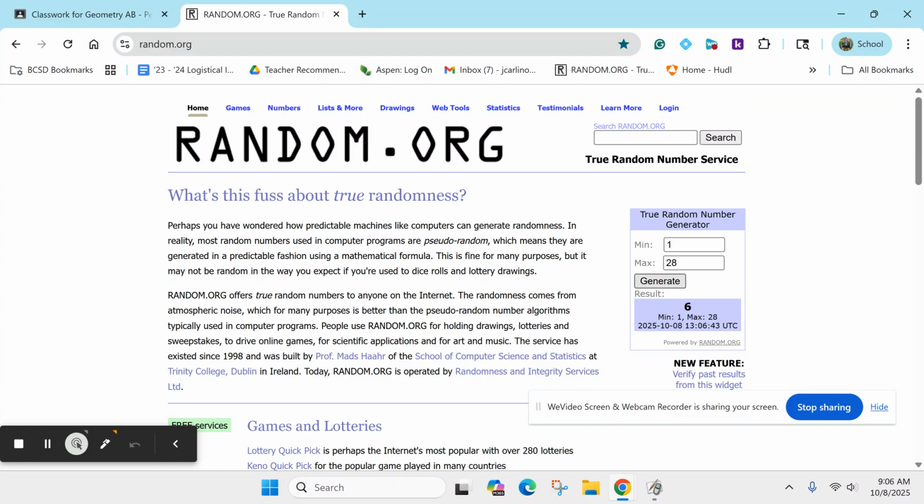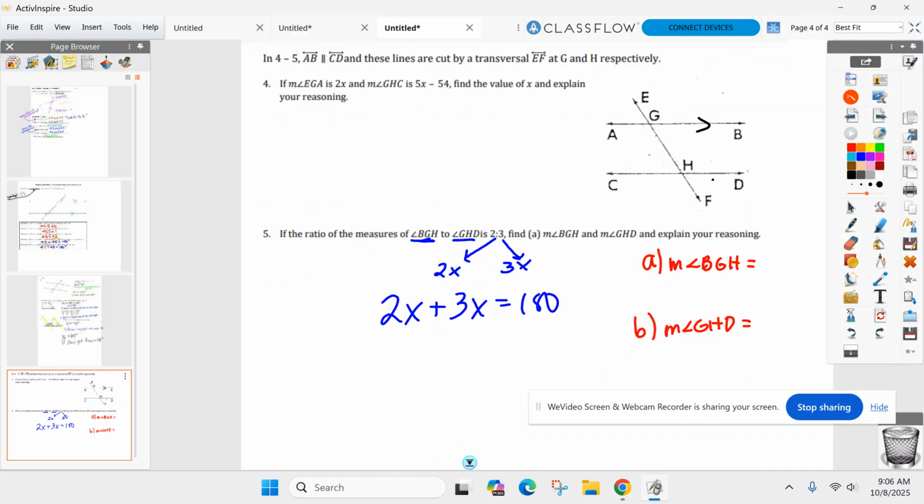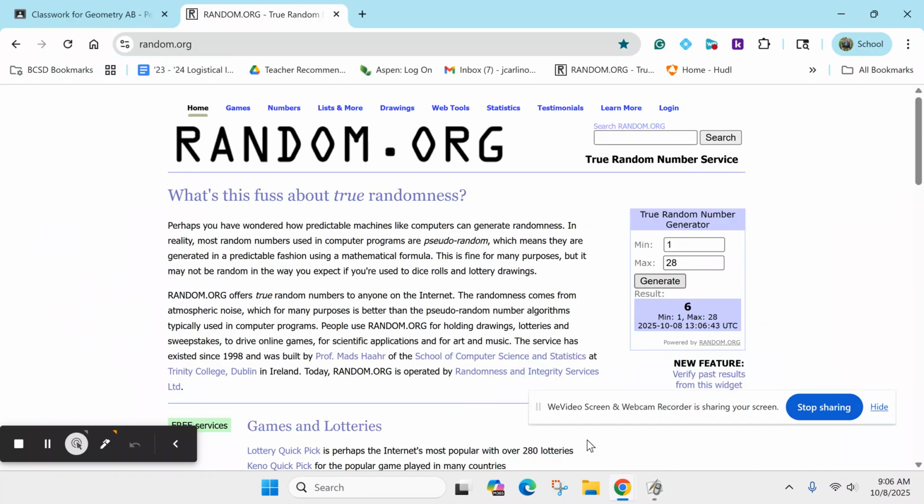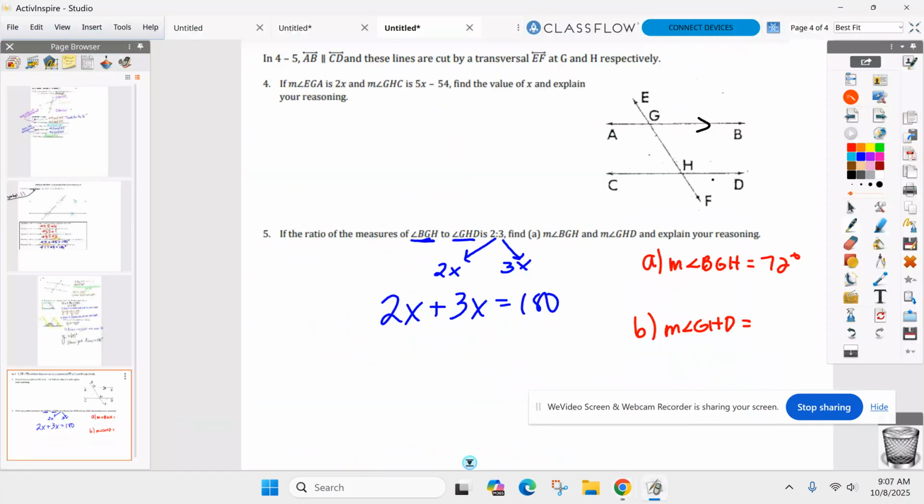Here we go. When you're ready, I'll take one of the angles. Good job, 72. And GHD, when you have that angle, Noah? 108. Better be, because the only angle that would add to 180 with 72 is 108. X should have been 36, right? 36, yep. All right.